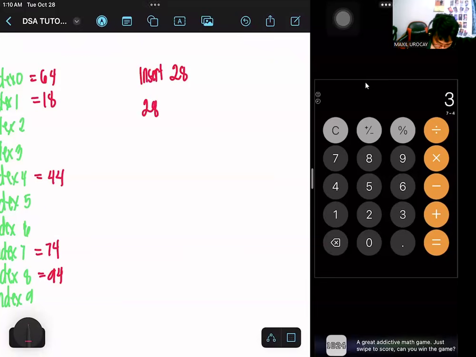28, so sorry, hash 1 was 28 modulo of 10. 28 divided by 10 is 2. 2 times 10 equals 20. 28 minus 20 is 8.